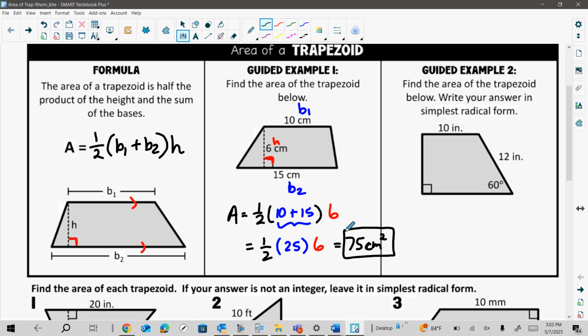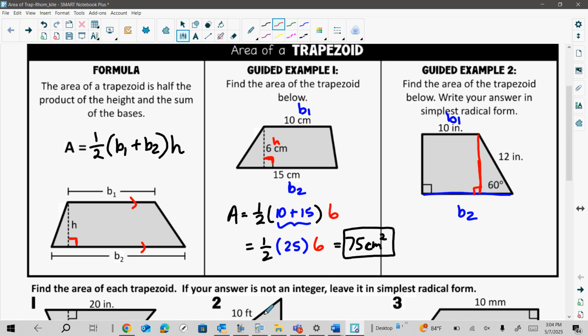Now, for example 2, if you notice, I have one of the bases. 10 could be your base 1, but I'm missing base 2 down here. And I'm also missing the height. So in a situation like this, you're going to have to draw your height perpendicular here. And we're going to have to use the right triangle to find that height.